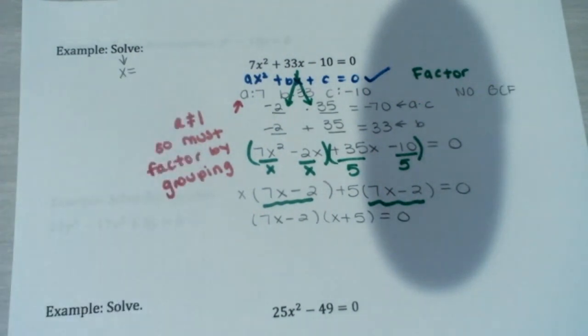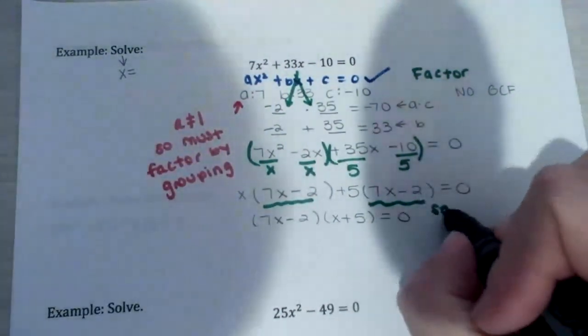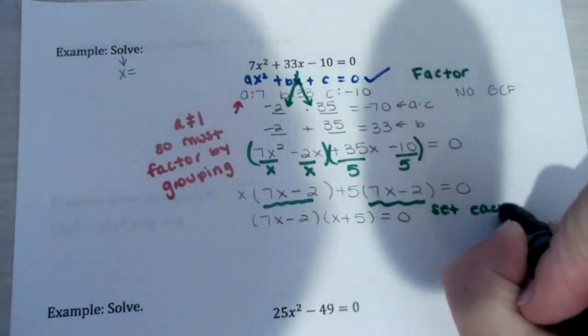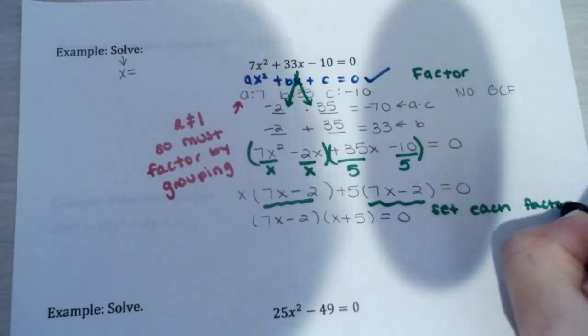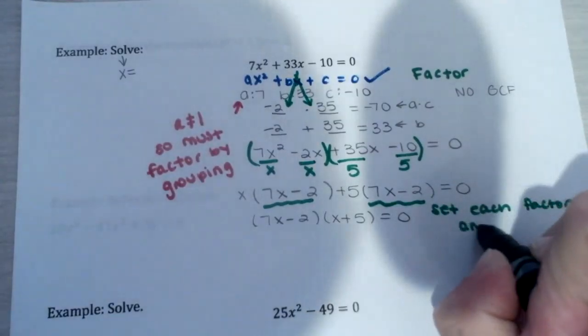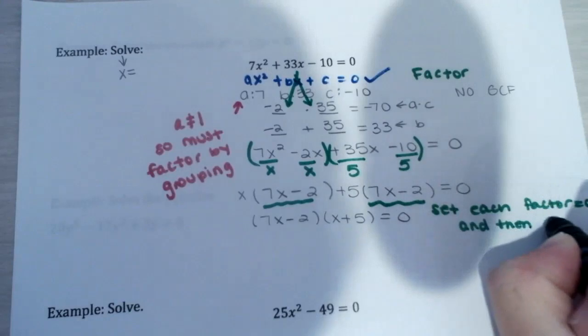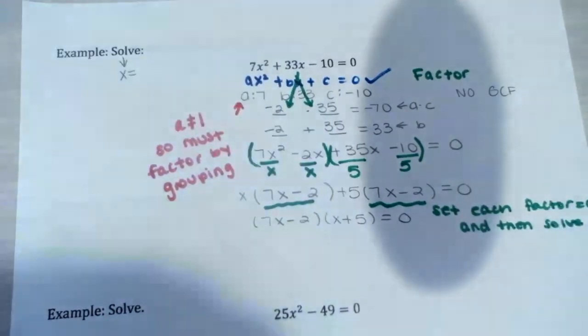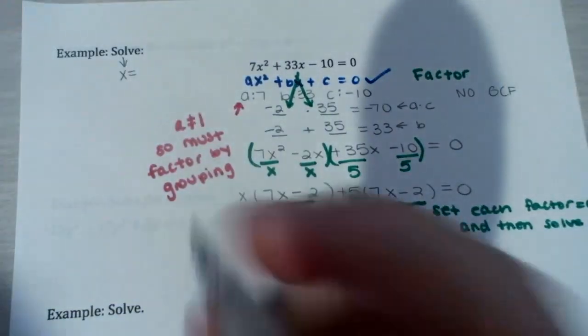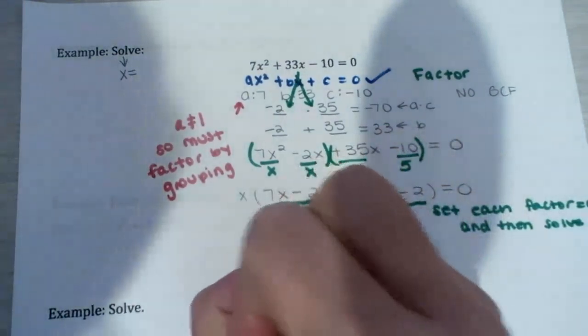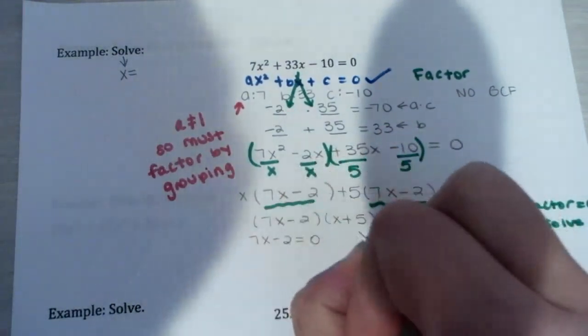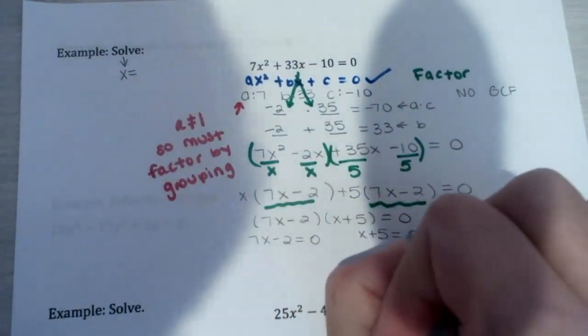Remember though, this question says solve, so I have to keep going and I have to get x by itself. So we're going to set each factor equal to 0 and then solve. So 7x minus 2 equals 0 and x plus 5 equals 0.